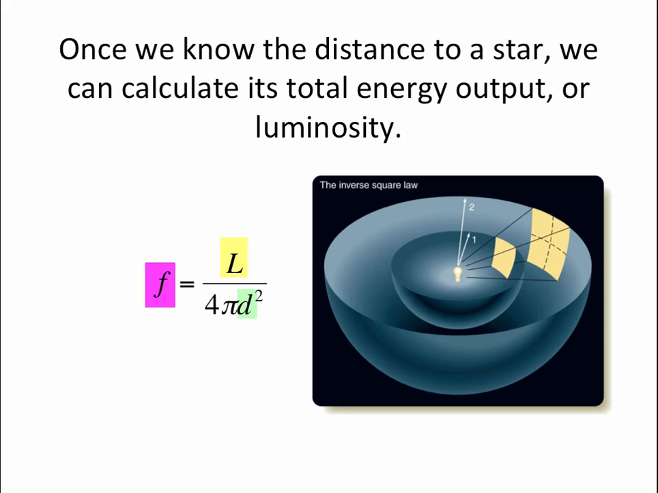So if you double the distance, the amount of light that you would see goes down by a factor of 2 squared, or 4. If you triple the distance, the amount of light you see goes down by a factor of 3 squared, or 9. This is what's called the inverse square law, and there's a video that I've linked to on the week homepage that illustrates the inverse square law a little better. So if we know the distance to the star and we know how bright it appears, we can calculate how bright it actually is.